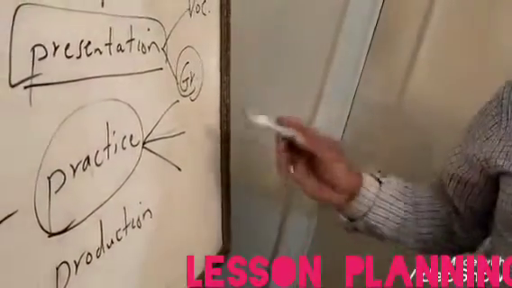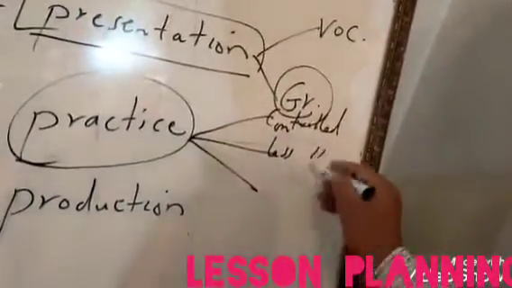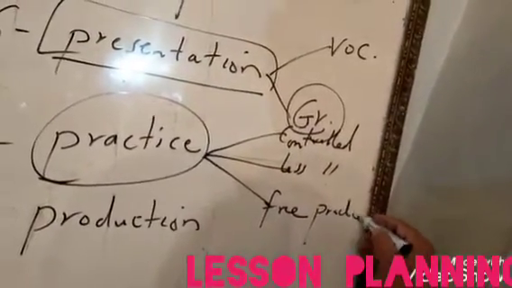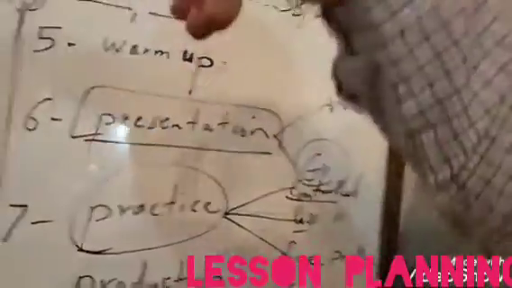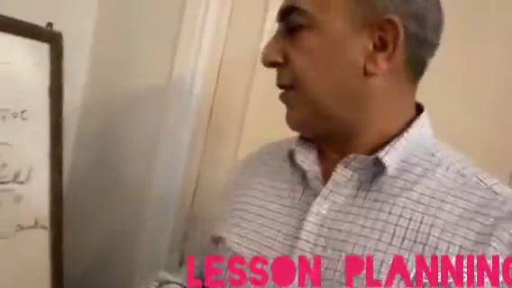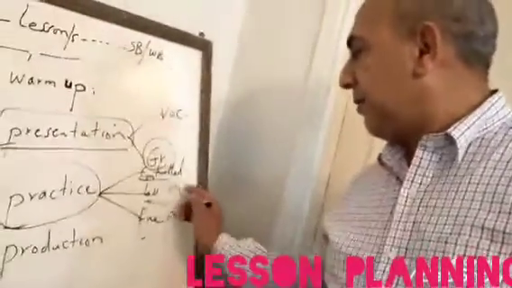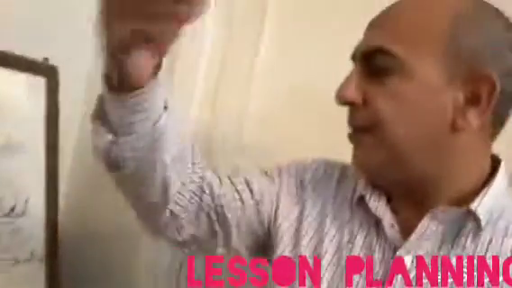We have three kinds of practice. We have controlled, we have less controlled, we have free practice. What's the difference between the three? Controlled means the exercises already in your book and workbook, the same exercises in your book. Less control, similar exercises to those in the book or workbook or activity book. Free practice, you go further than the book.